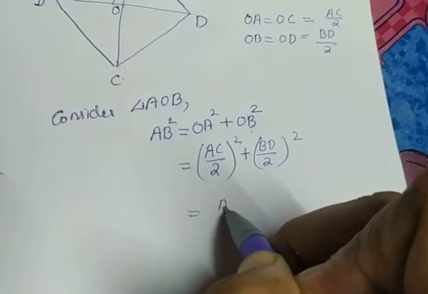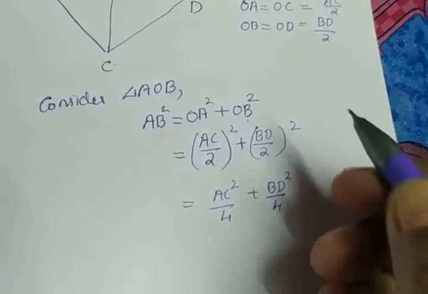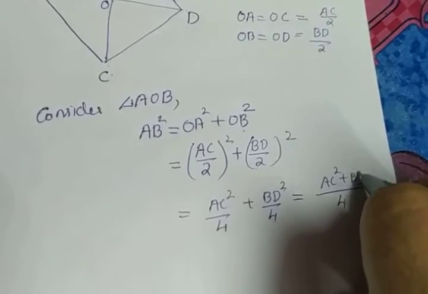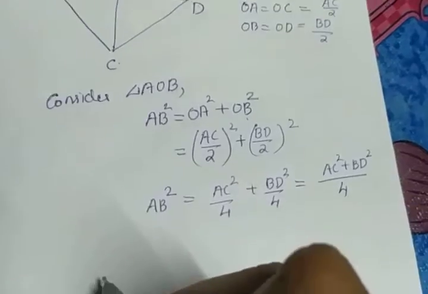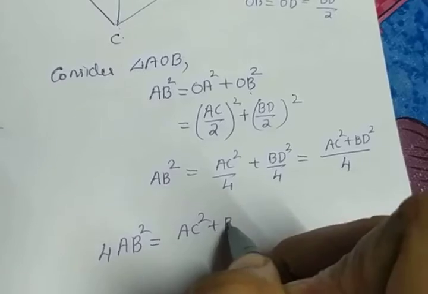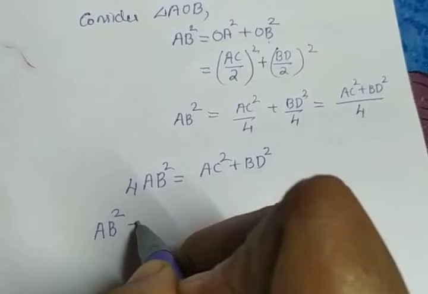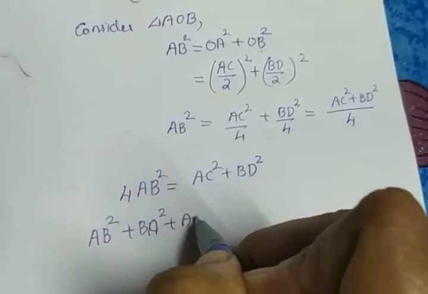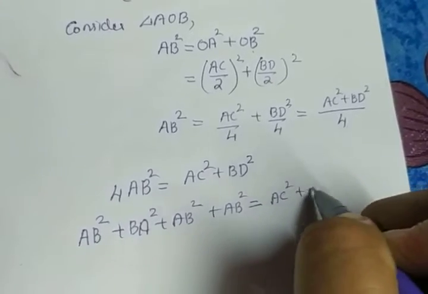So this is AC square by 4 plus BD square by 4. If I take the LCM, the denominator is common 4. So AC square plus BD square, all over 4. The left side is AB square. Okay, if I take this 4 to the left side, what I can write? 4AB square is equal to AC square plus BD square. Instead of writing 4AB square, I can write as AB square plus AB square plus AB square plus AB square is equal to AC square plus BD square.